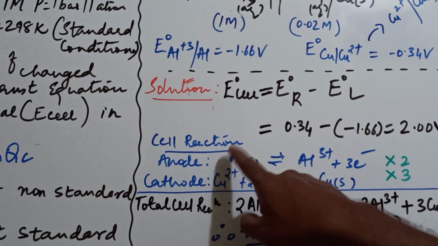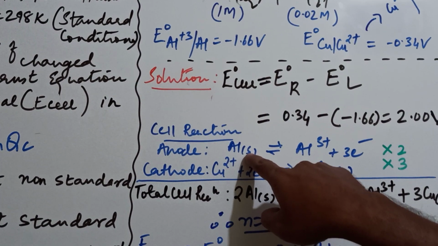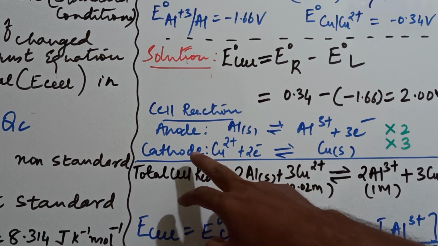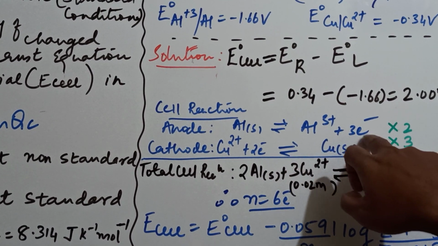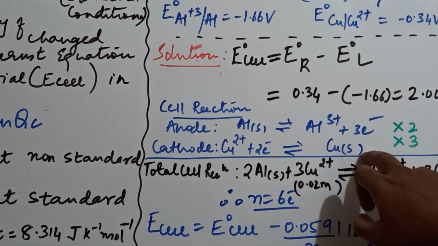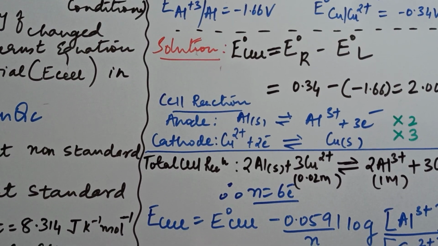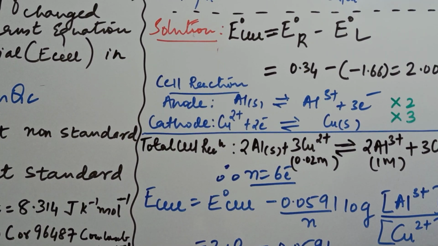Now let us come to the cell reaction. At anode, aluminum is getting oxidized, and at cathode, copper is getting reduced. Al solid gives Al3+ plus 3 electrons, Cu2+ plus 2 electrons giving copper solid. Now we need to substitute the value of n in the equation.